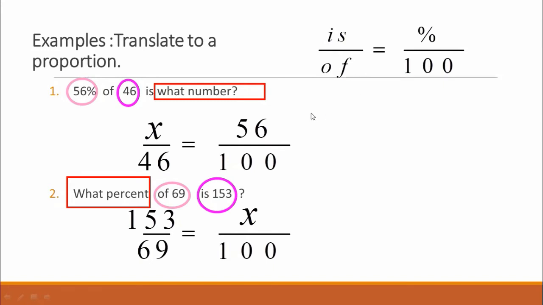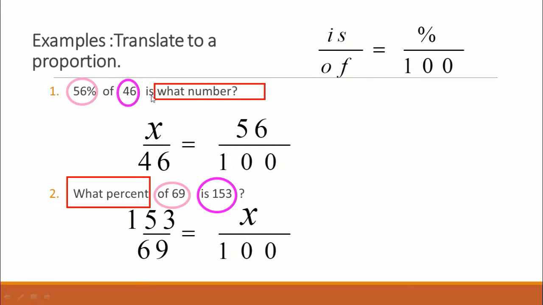Sometimes students cannot identify the part and the whole. So by these two words, "is" and "of", we can easily identify the part and the whole in the descriptions. A number connected with "of" is considered the whole. A value connected with "is" is considered the part. So in this description, 56% is the percent, 56 divided by 100. Now two things remain, is and of. 46 is connected with of: 56% of 46. So "is" is unknown.